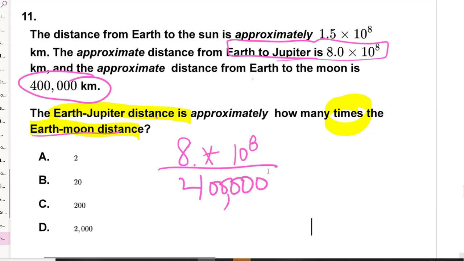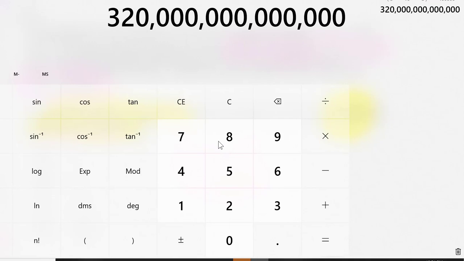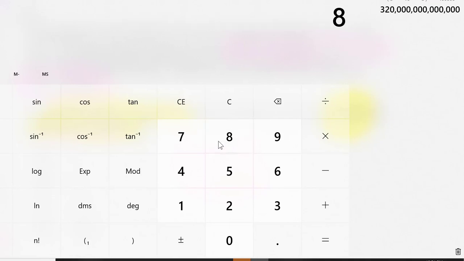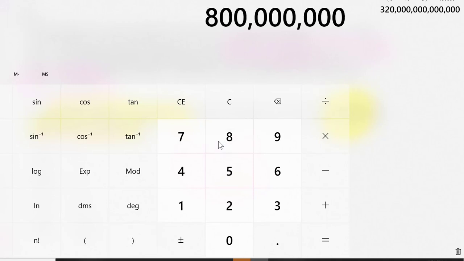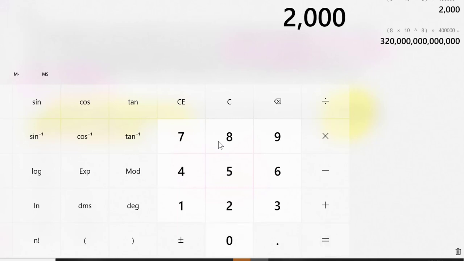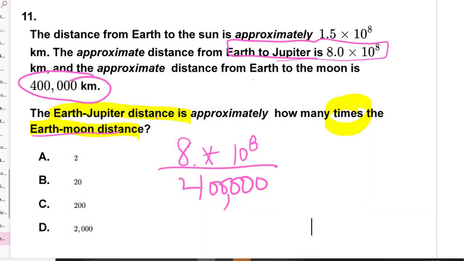So go grab your calculator. Here we go. Parentheses, 8 times 10 to the 8th power, close my parentheses, divide by 400,000. And there we go. It's 2,000 I said. So 2,000 is how many times the distance is.